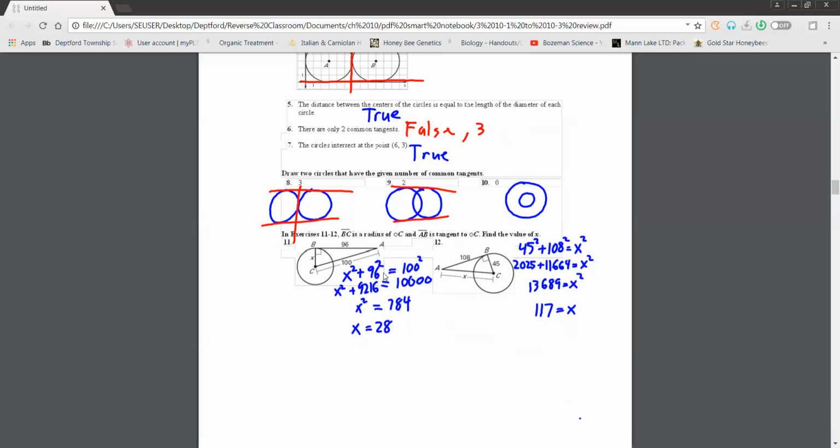There's a couple ways you can tell this. If it's opposite the 90, what's opposite the 90 is the hypotenuse. That's the best way to tell in general.